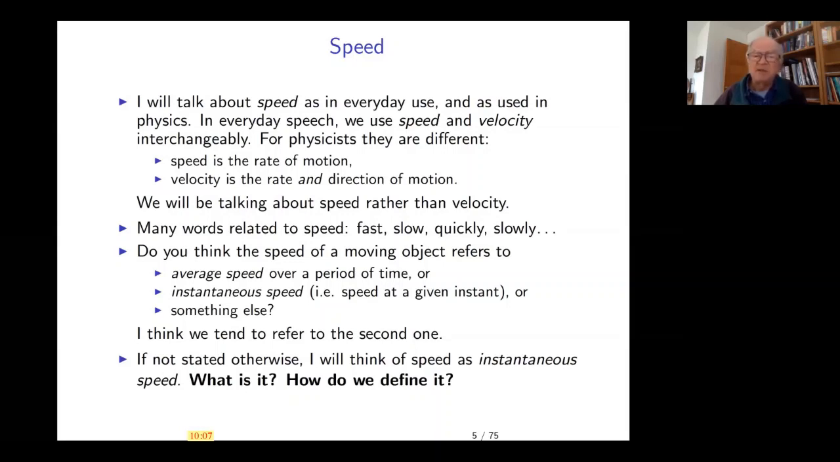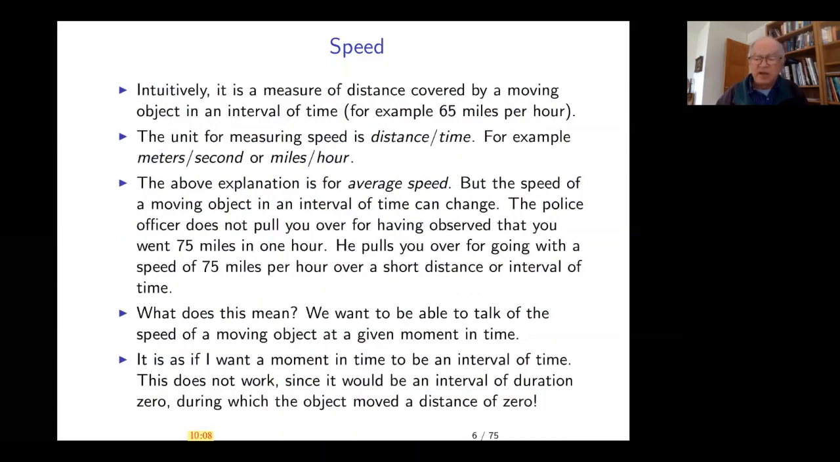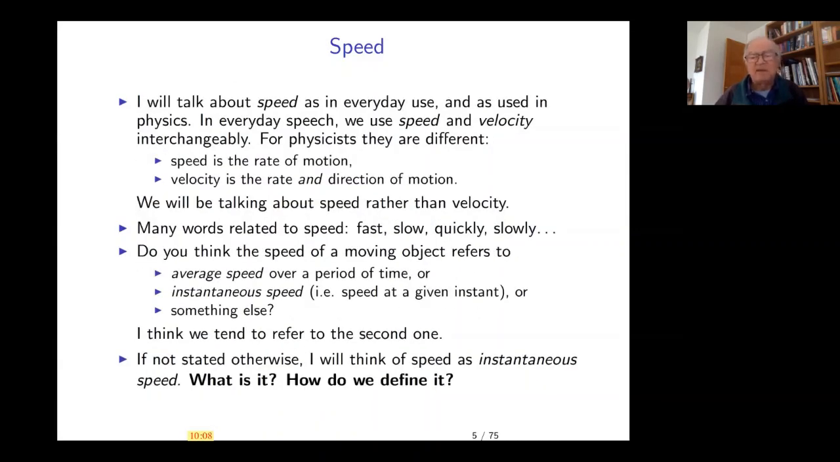Now, the moment I talk about speed, what are we really talking about? The average speed over a period of time, or instantaneous speed, or something else? So when you say that car is moving fast, what does that really mean? That if it continued moving at that rate, it would reach a destination very soon, or that at this moment it's moving too fast. So this is what we will try to clarify. Generally, when we say speed, we think of instantaneous speed, although we don't really know what it means and how to define it.